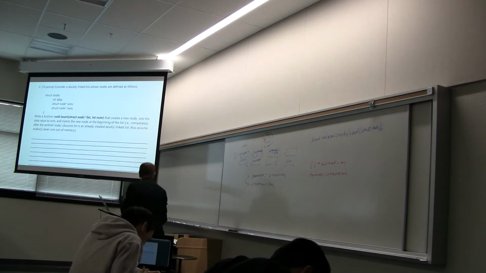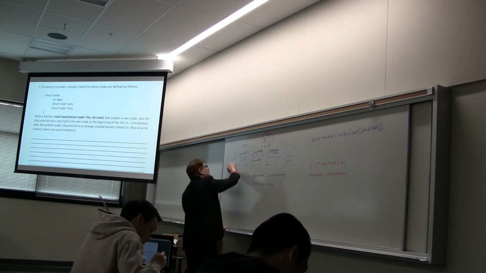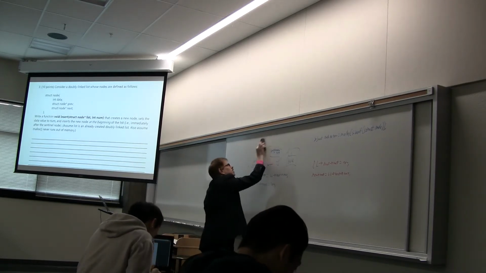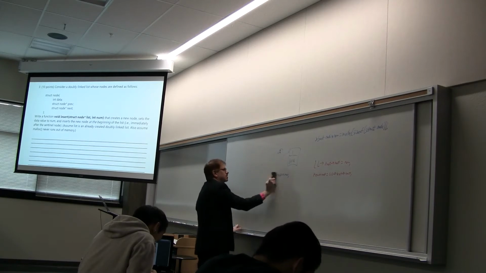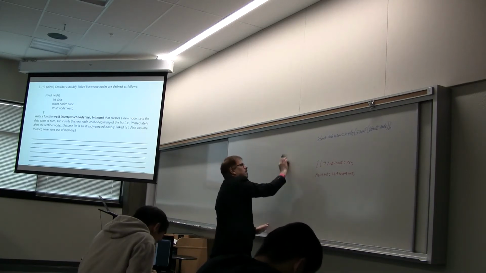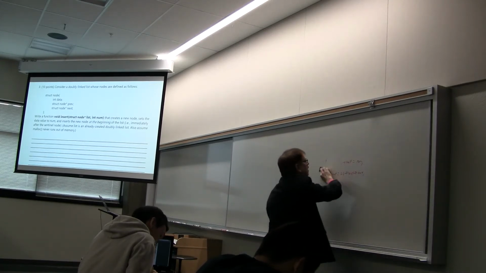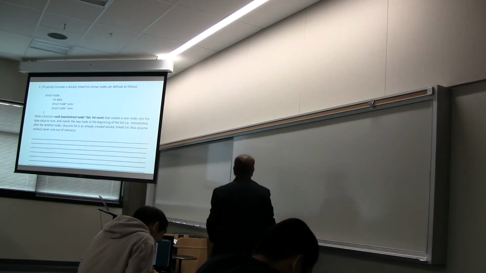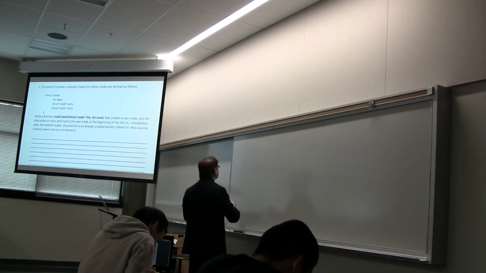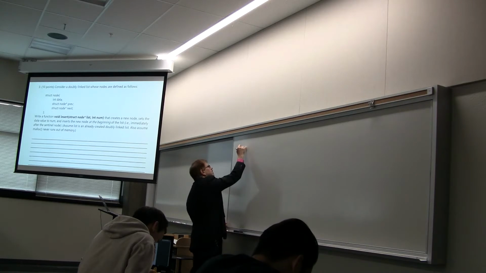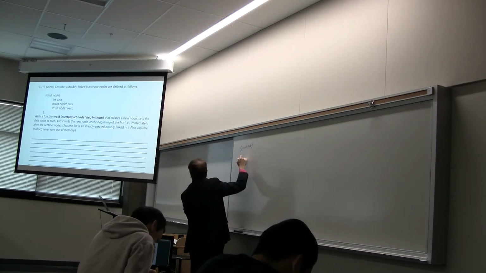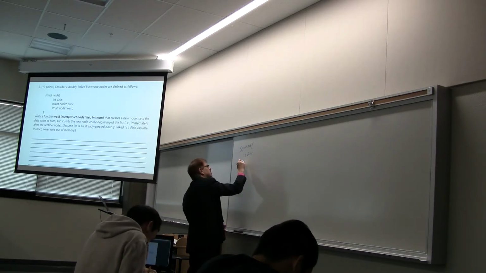All right, third question, doubly linked list. Without too much that I really needed you to do. So, struct node. So we've got a data and a previous and a next.